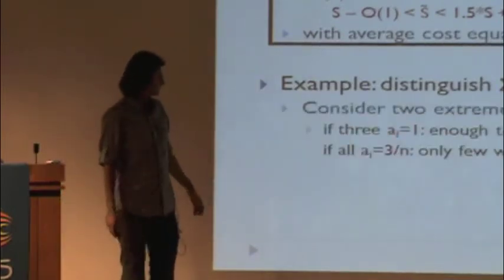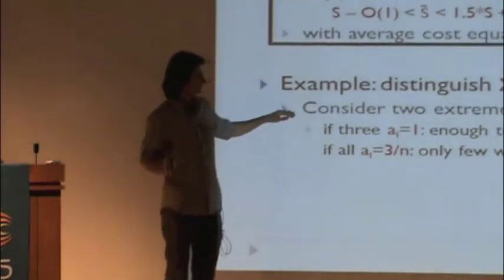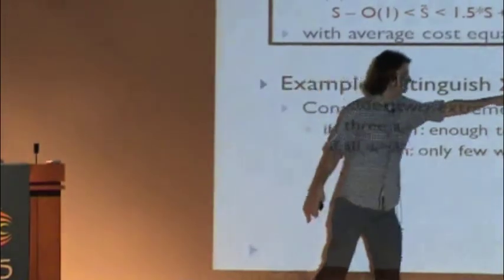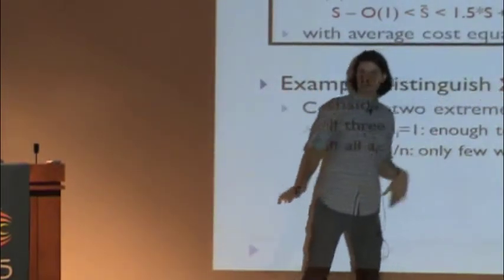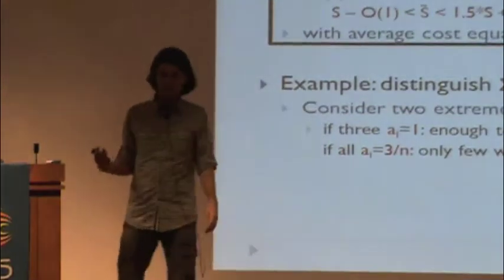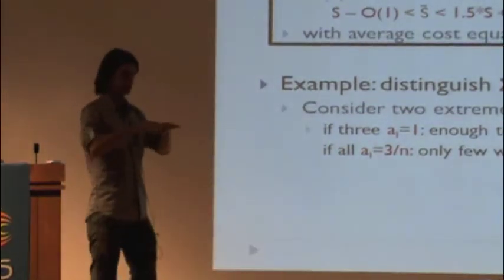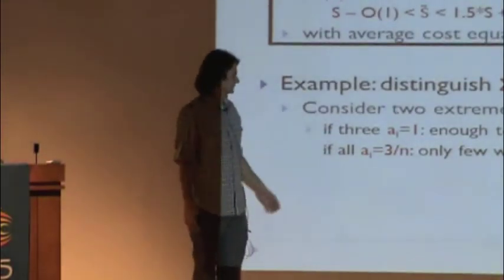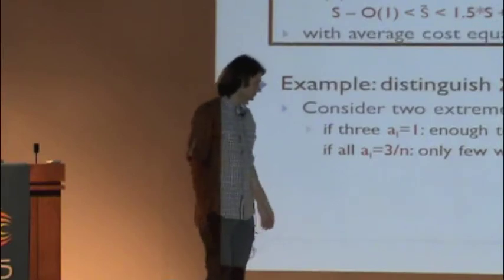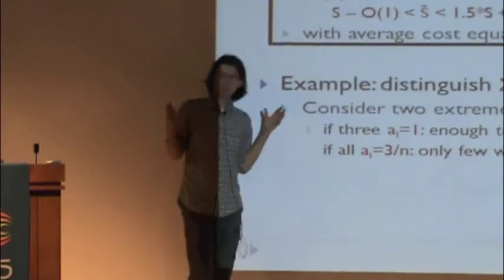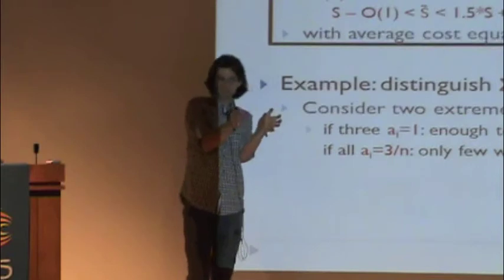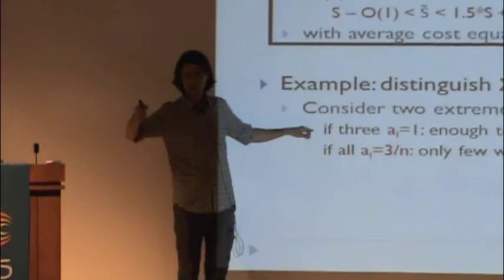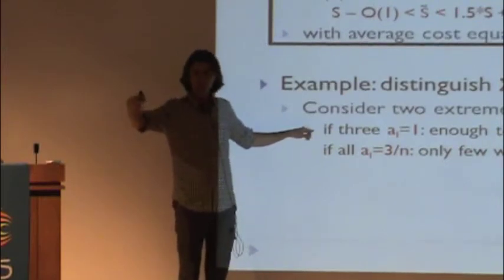Let me give you two extreme examples where the sum of the entire mass is either 3 or 0, and you want to distinguish between these two cases. Depending on how this mass is spread between these a_i's, there are two extreme cases. One extreme case would be where all this mass is concentrated on some particular coordinates. This is the case where subsampling, where you just subsample several of them, would fail.